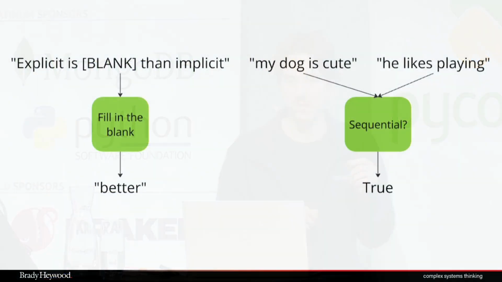So BERT's a bit different, but it's also much the same. BERT trains its equivalent to Word2Vec's embedding matrix by predicting missing words in a sentence. So explicit is better than implicit. It should predict better if we blank out the word. And likewise, sequences of words like "my dog is cute, he likes playing", we would want to force the model to predict that those are sequential.